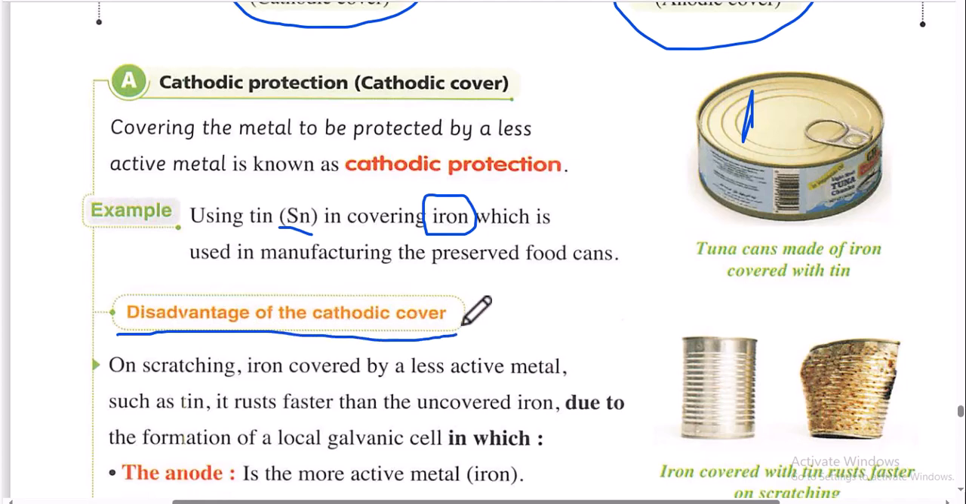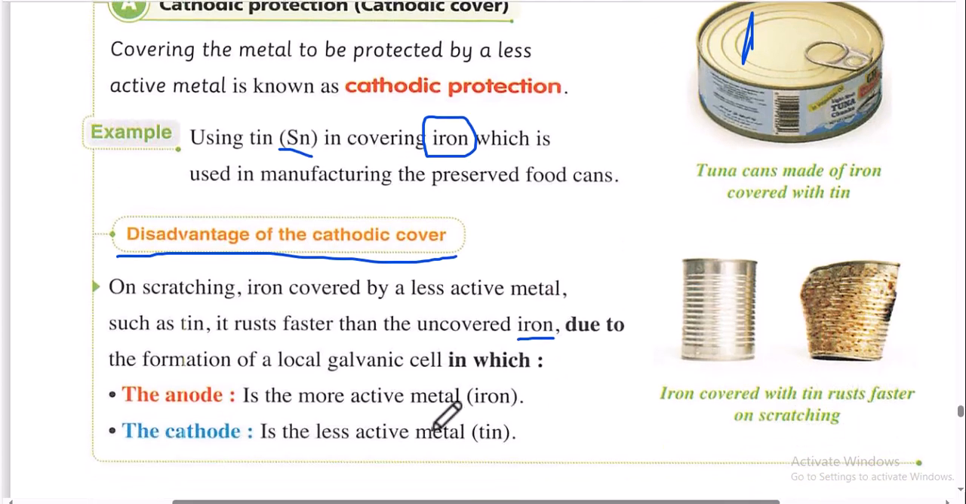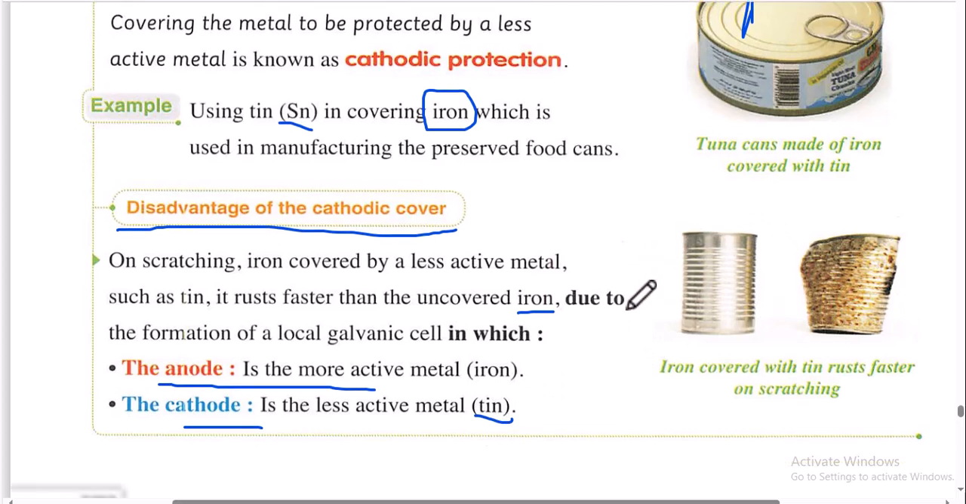Why? Because on scratching the cathodic cover, the metal to be protected, like iron, acts as an anode, so it will corrode first, as it is the more active metal. The cathode layer, which is supposed to protect the metal we want to preserve, like tin, will not be corroded until after the main metal, which is iron, is corroded.